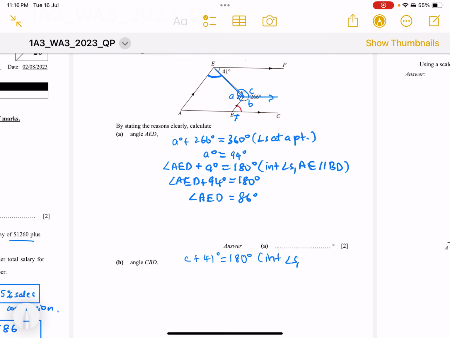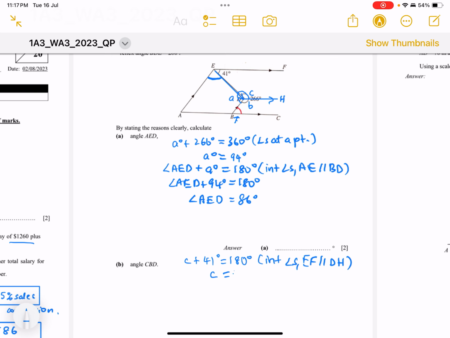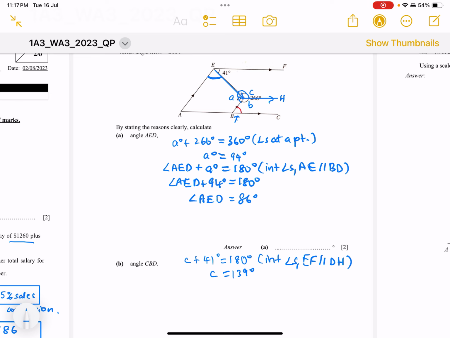And parallel lines, we give a name for the parallel lines, call it GH. No, there's a D here, so DH. So we have EF parallel to DH. Okay, that gives us C is 139 degrees. Okay, so next we want to find B. Right, so B is just 266 minus C.